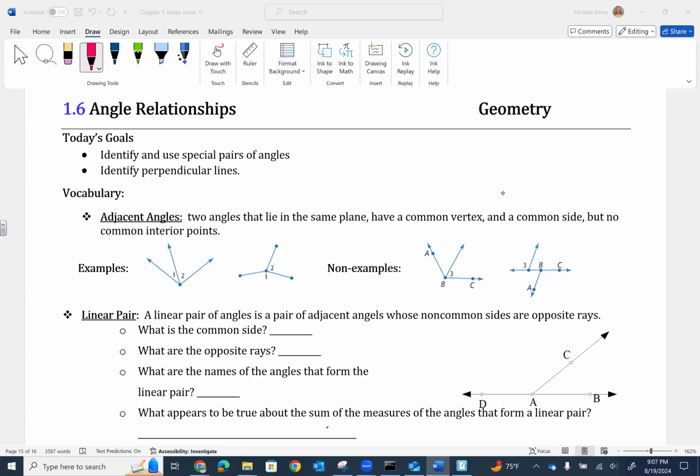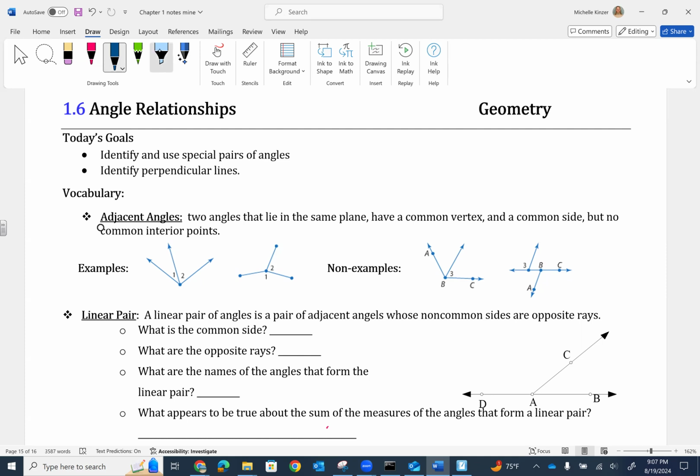So today we're going to be talking about angle relationships. Okay, so what does that mean? Well, if you have two angles, is there a name you can give them to talk about how they are related to each other? I know that sounds really vague, but let's get into it and I'll show you what I mean. One of them is to call two angles adjacent.